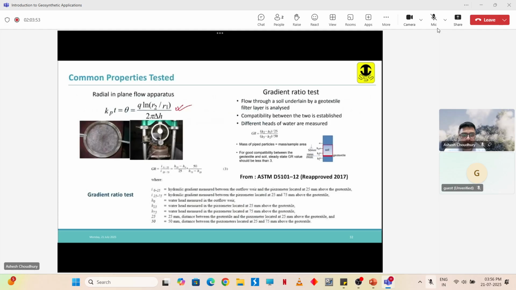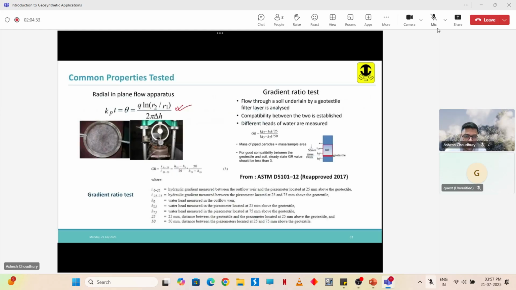This is ASTM D5101-2007. I have taken an extract from that code here. You can see the gradient ratio is given by i0-25 by i25-75, equal to h25 minus h0 by 25 into 50. So everything is defined there. i0-25 is the hydraulic gradient measured between the outflow weir and the piezometer located 25 mm above the geotextile. i25-75 is the hydraulic gradient measured between the piezometers located at 25 and 75 mm. So like this. I'm not going through it, so you can see it in the code properly.